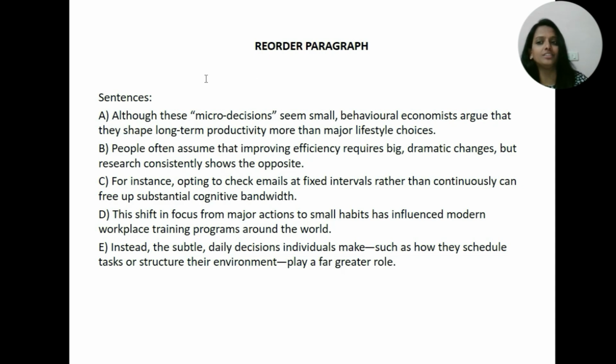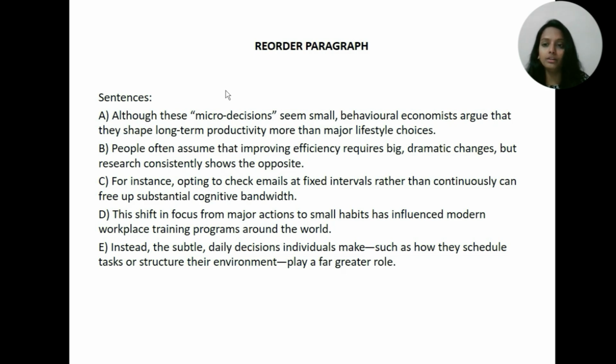So B is the first sentence, right? Now find out which sentence explains or contradicts. If you see E, "instead the subtle daily decisions individuals make, such as how they schedule tasks or structure their environment, play a far greater role." So here, "instead" directly contrasts the idea in B. Okay, so the second sentence is E.